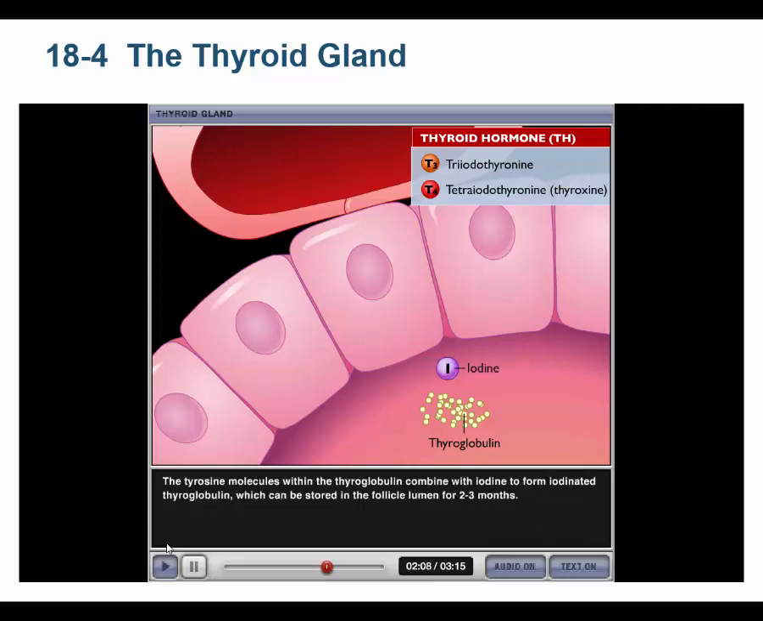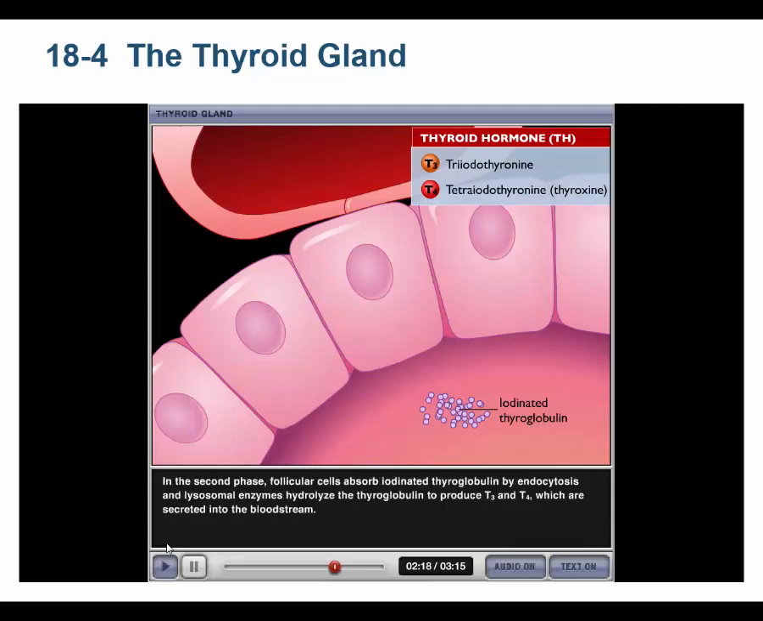The tyrosine molecules within the thyroglobulin combine with iodine to form iodinated thyroglobulin, which can be stored in the follicle lumen for 2 to 3 months. In the second phase, follicular cells absorb iodinated thyroglobulin by endocytosis and lysosomal enzymes hydrolyze the thyroglobulin to produce T3 and T4, which are secreted into the bloodstream.